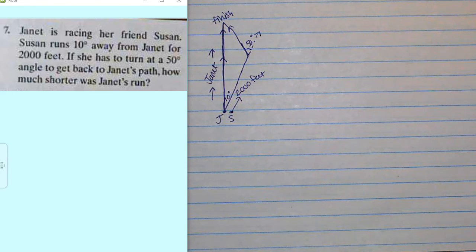So here it is a little bit closer up. This is Janet's path, and there's the finish. And then Susan's path is here and here. And they meet up at the finish line. All right, so that's me trying to help you with some of your sketches. And then the math you can do from there, law of sines or law of cosines.